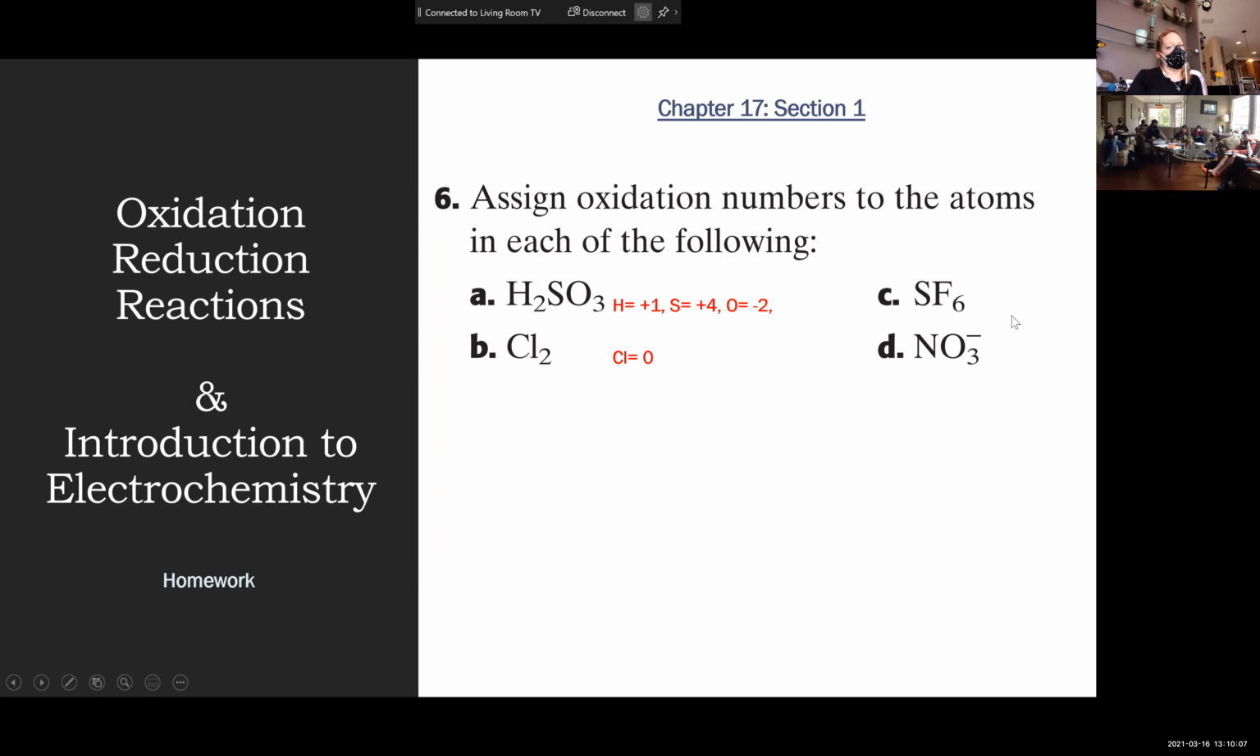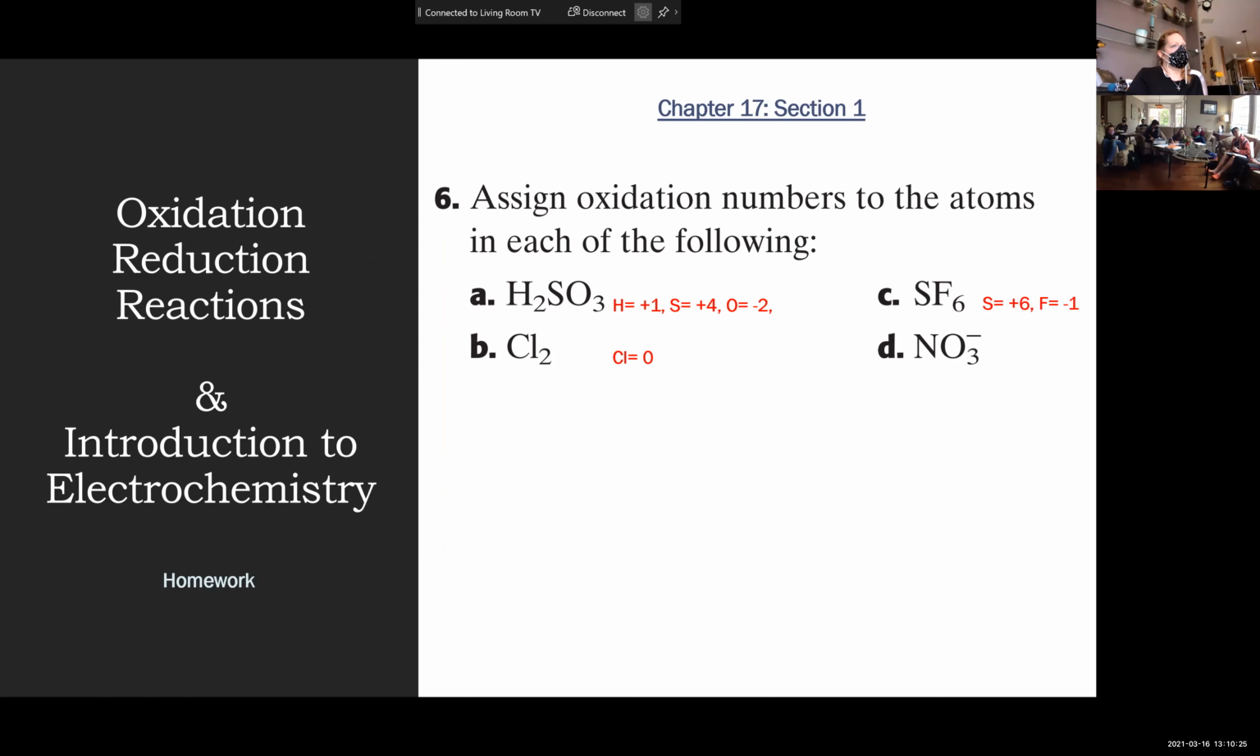So what did anybody get over here? We didn't break it up by atom. Oh, you did the whole thing. Okay. So if you're breaking it up by atom, this would be what you'd get. And if you still have your paperwork with you and you want to change it before handing it in, that's fine.